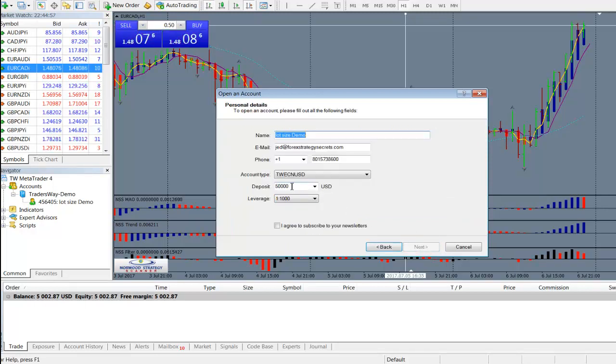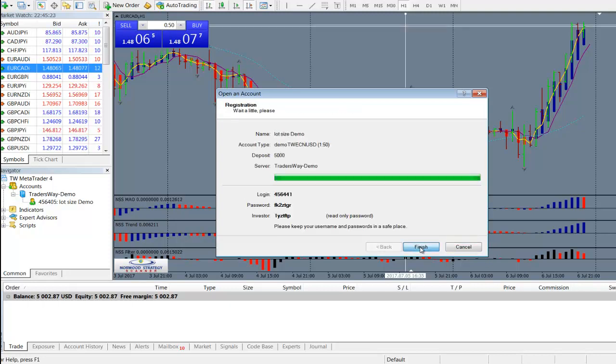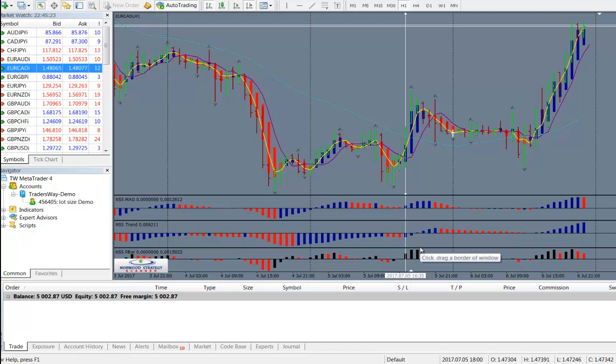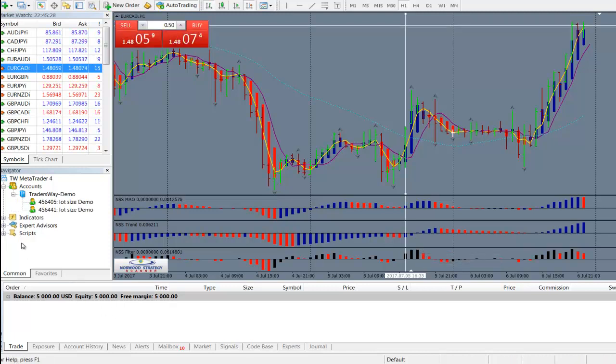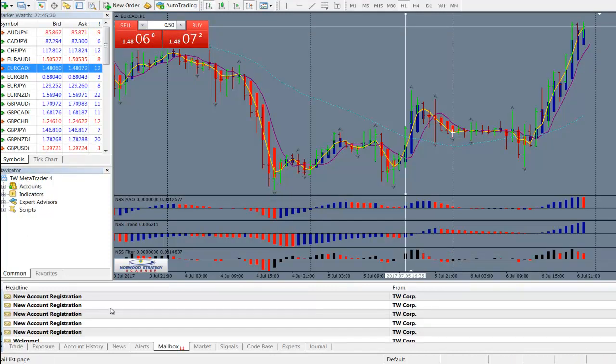And I want a $5,000 account, something that's more reasonable. And I'm going to use the leverage that can be found in the U.S. If you're outside the U.S. and you have the ability to have leverage larger than 1 to 50, then you can actually take more trades at one time. So this is the minimum number of trades you can take. And I'm going to click next. You all know how to open a demo account. So that's all I've done, is open a demo account. And there it populated with the $5,000 account.